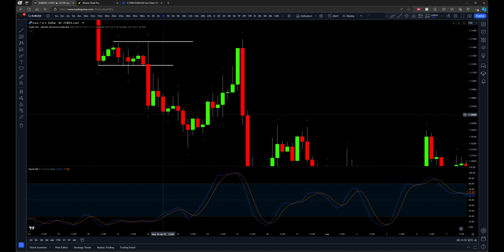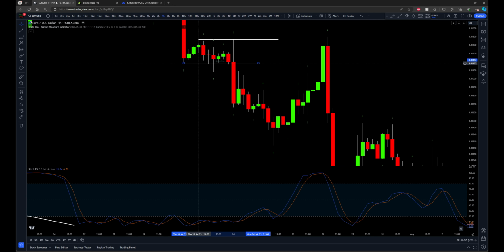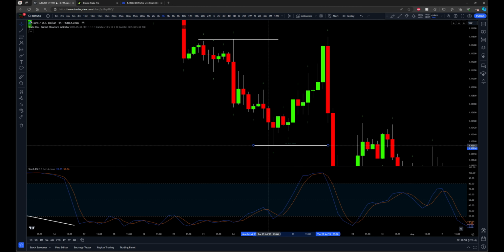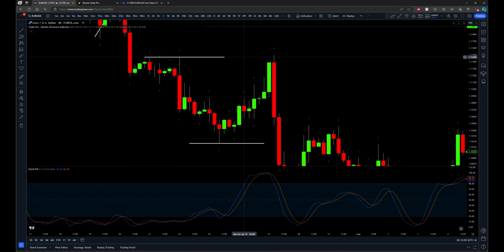No valid pullback. Do we have a valid pullback here? No. This is our next valid pullback. So structure. This one begins our pullback. That gets into multiple short-term swing highs and lows all in one consecutive pullback. And we're just expecting we're not going to close over this level. We're not going to break above this high.